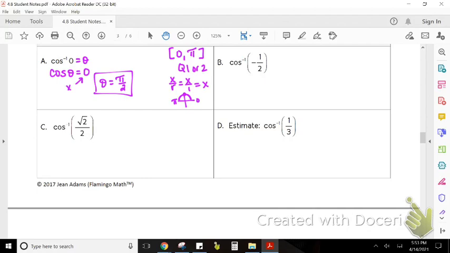Alright, let's jump down to C again. So C wants to know the inverse cosine of square root of 2 over 2. Again, it's going to be equal to theta because we're looking for an angle, so cosine of what angle would give me the square root of 2 over 2. Now remember, you're looking in quadrants 1 and 2. Cosine is your x value, so I want to know where the x is going to be the square root of 2 over 2. And so that is happening at pi over 4.